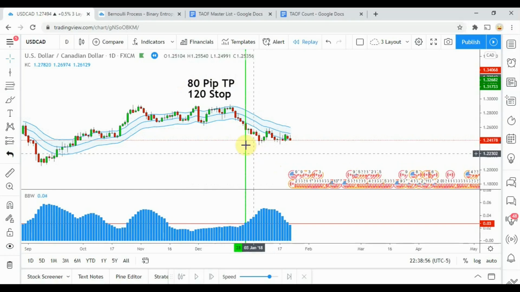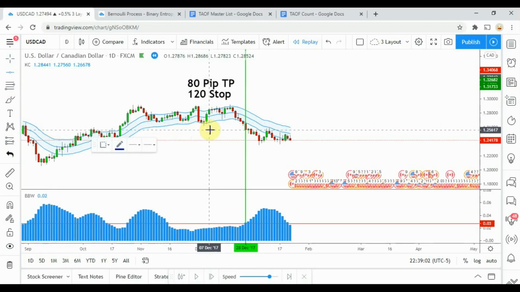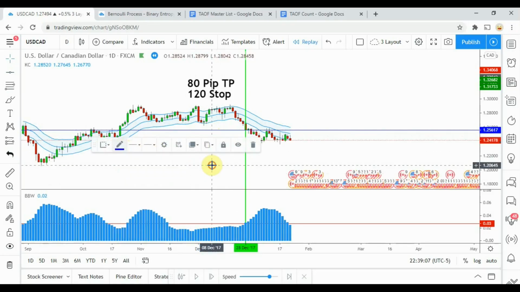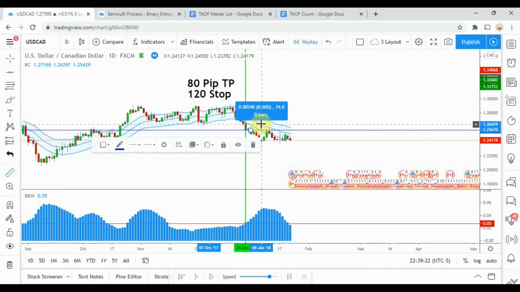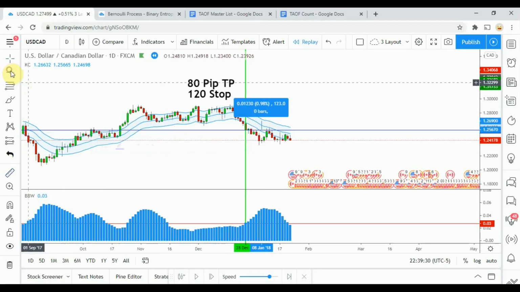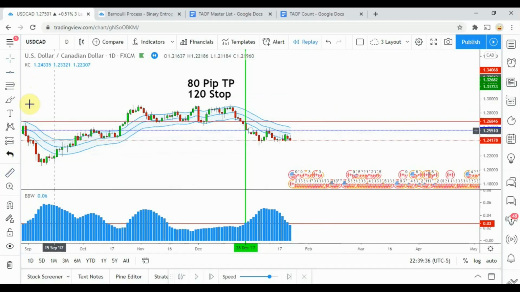What you would do is enter a trade, and for those of you who have been around for a while, I'm sure you know this all too well. Let's say that right here is when you entered the trade. In this particular case, the close of this big red candle, you would have entered the trade right here. You would have put your stop at 120 pips, which would be right about here.